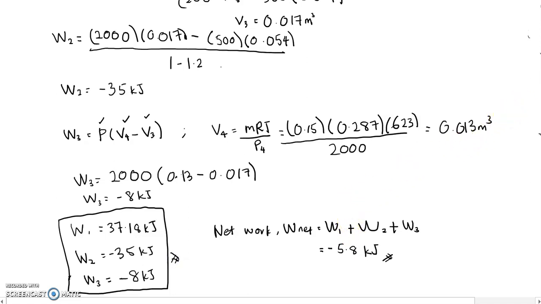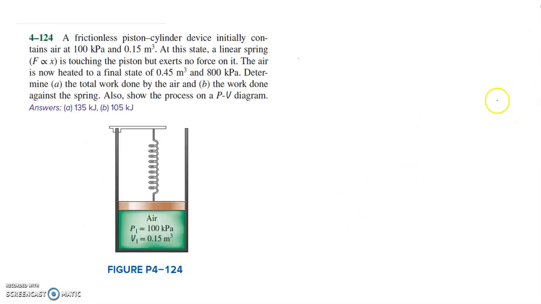Okay, we proceed to the next question. 4.124. A frictionless piston cylinder device initially contains air at 100 kPa and 0.15 meter cube. At this state, a linear spring is touching the piston but has no force on it. The air is now heated to a final state of 0.45 meter cube and 800 kPa. Determine A, the total work done by the air, and B, the work done against the spring. Also show the process on a PV diagram.